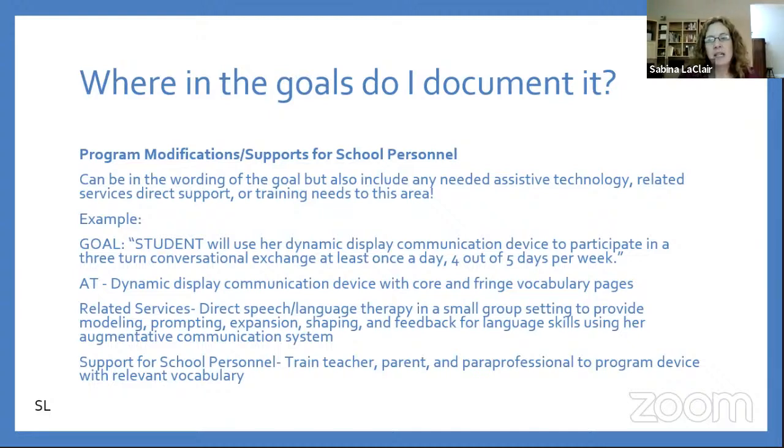Remember that documenting AT is not mandatory in all of these sections, but each part of the IEP kind of helps to define the services and provide a background of the student's current ability and their needs and their strengths.